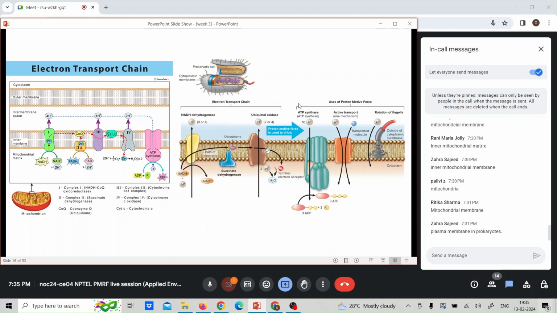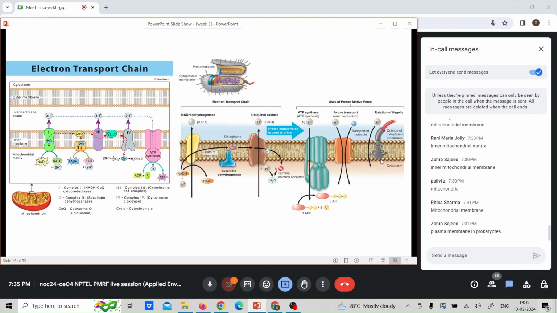And additional information which is given in this picture, and maybe it's good to know where proton motive forces are used. Proton motive force is not only used in this ATP synthesis process, it is also used in active transport. We know that in passive transport you don't need any energy, it's just the concentration gradient that drives it. But when the movement is against the concentration gradient, you need some driving force for the transport to happen. That is known as active transport. And even in that, proton motive force is used.